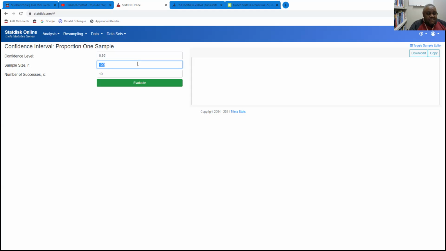In this sample problem, number 2 is 806. So you enter 806. And then tab down to the number of successes, which is 492 in that sample problem. Click evaluate.